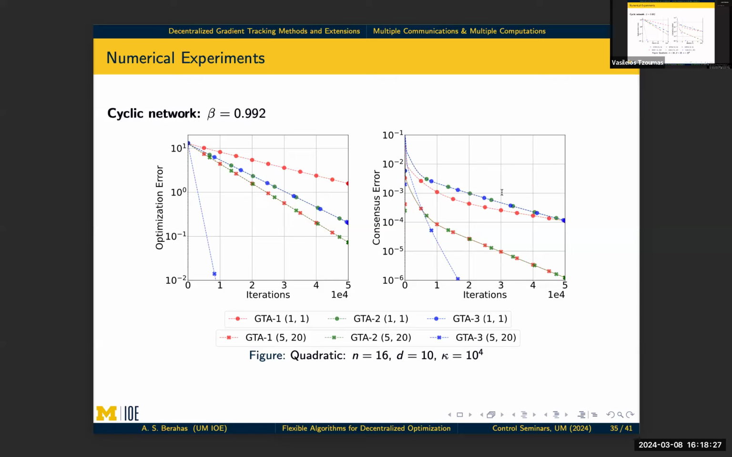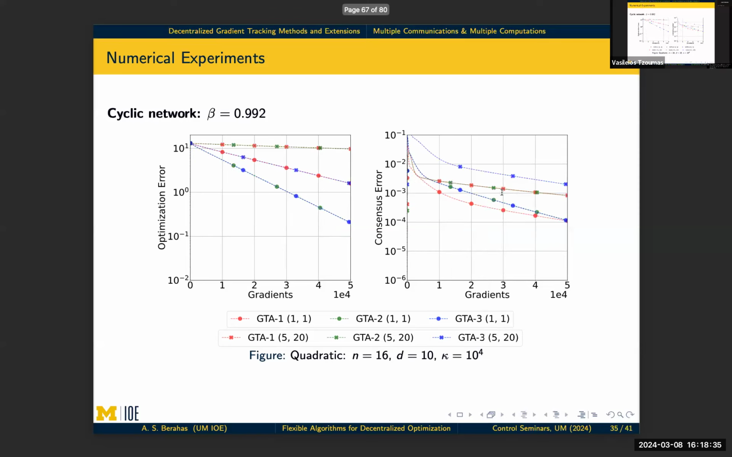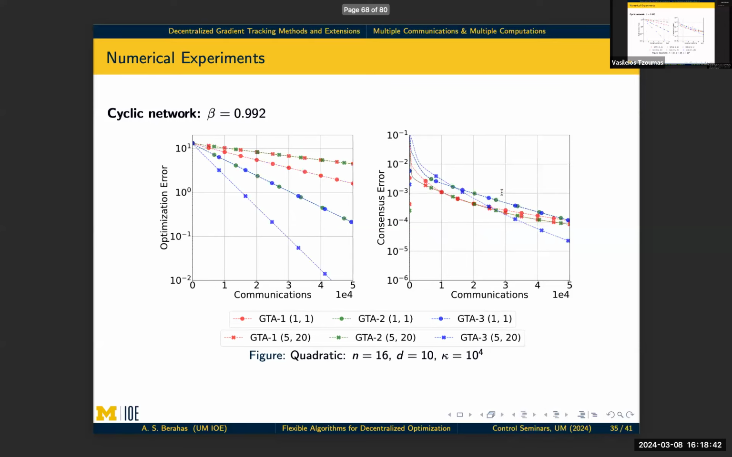But I'm cheating when I put that blue line. I'm doing 20 times more computations and 5 times more communications than when I was looking at GTA 3 with the circle. And so we need to think about what this means when we look at gradient evaluations. We need to see what that means when we're looking at the number of communications. And in fact, what I think we should be looking at is a combined cost.